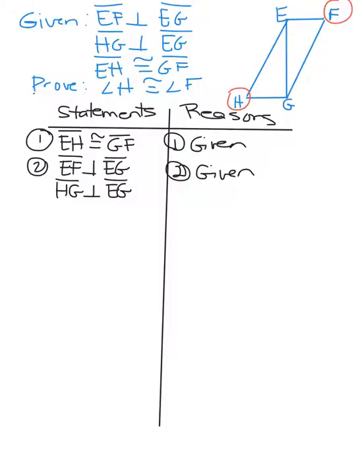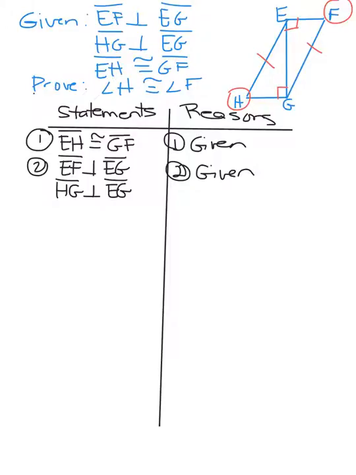So let's mark our diagram. Let's see what we have. I have EH is congruent to GF. Now I know that EF is perpendicular to EG, and I also know that HG is perpendicular to EG. So for now I'm going to mark my diagram. So I have EF is perpendicular to EG, so there's a 90 degree angle here, and then HG is perpendicular to EG, so it's 90 degrees there.